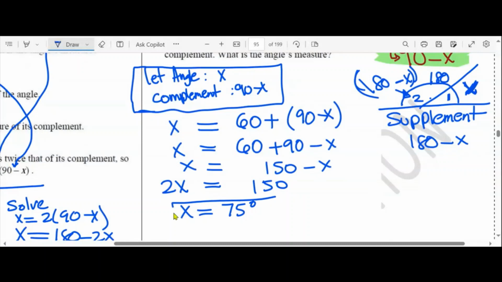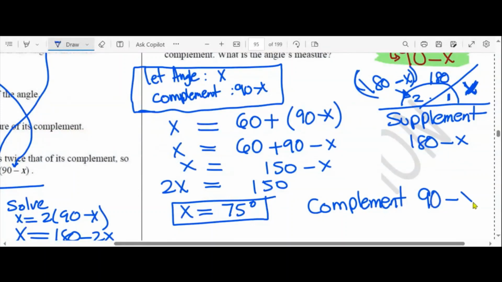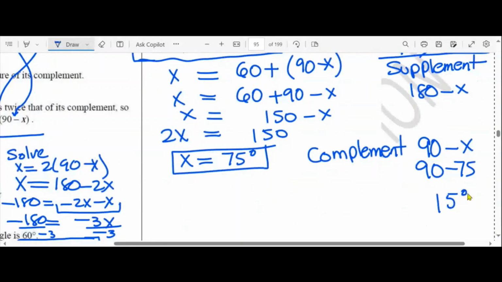So this is the angle, but he wants the complement, right? How can I get the complement? The complement, we said 90 minus x. 90 minus 75. So the complement, how much? 15. Okay, so that's enough. 75.